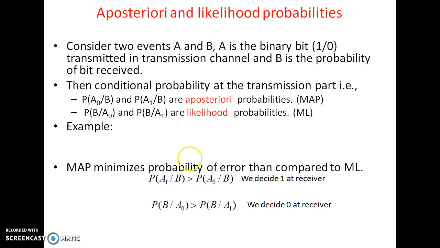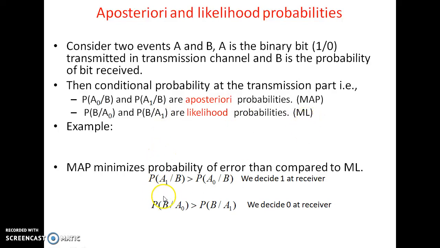For that, consider two events A and B, where A is a binary bit, 1 or 0, transmitted in the transmission channel, and B is the bit received. So here P of A0 given B and P of A1 given B, that means the probabilities conditioned on the received bit, are called a posteriori probabilities, which give the maximum a posteriori probability, MAP. And the same thing at the receiver: P of B given A0 and P of B given A1 are called likelihood probabilities, which give the maximum likelihood decision.